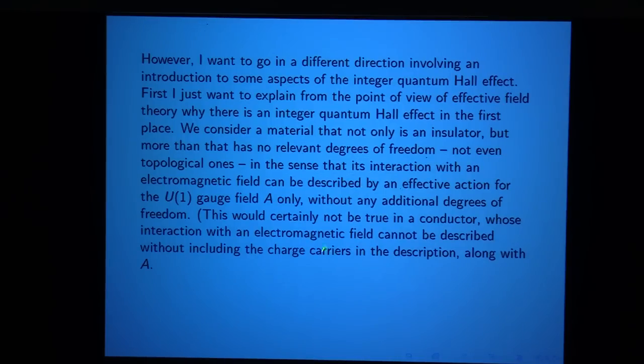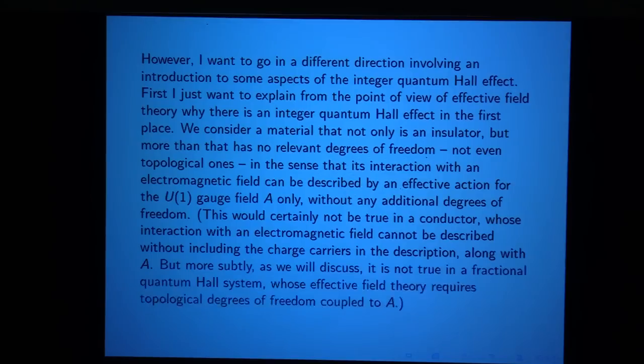So our assumption would not be true in a conductor whose interaction with an electromagnetic field can't be described without including the charge carriers in the description along with A. The whole idea of a conductor is that there are gapless charge carriers, so you can't integrate them out and get a local effective action. I should have stressed that this is a local effective action for A. So a conductor, fairly obviously, can't be described by a local effective action for A only. But more subtly, a fractional quantum Hall system also can't be described by a local effective action for A only. It requires subtle topological degrees of freedom in addition.